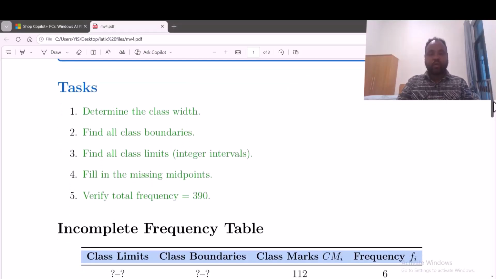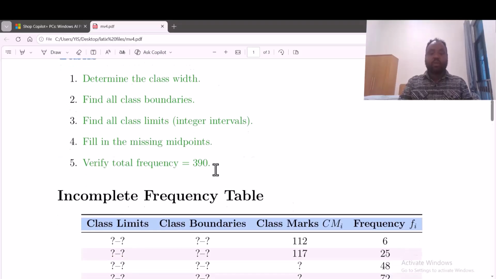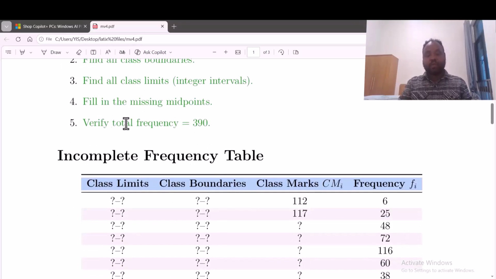What is required is to determine the class widths from this information. We find all class boundaries and find all class limits or class intervals. We fill in the missing midpoints or class marks. We have been given two class marks, and now we are going to fill in the rest. Then we verify the total frequency is 390.